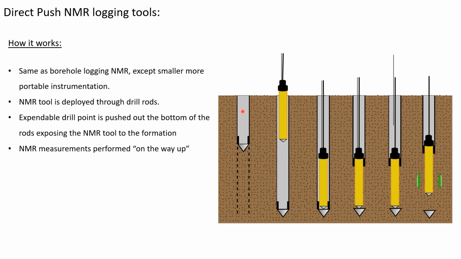So here, first of all, the drill rods are pushed into the ground, and then the NMR tool is deployed through the drill rods. And then once it's deployed, the expendable drill point is pushed out of the bottom of the rods, and this way the NMR tool is exposed to the formation, and the NMR measurement is conducted on the way up.